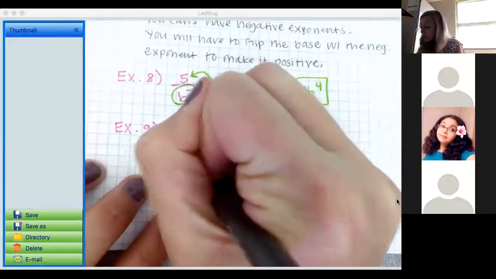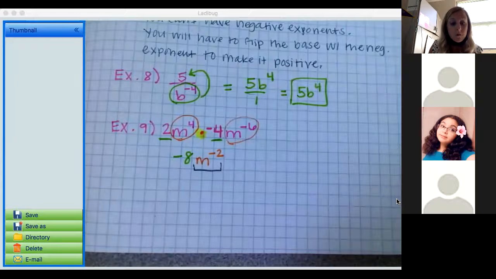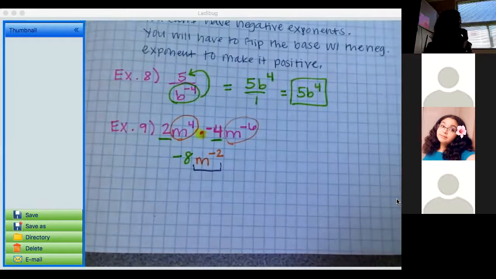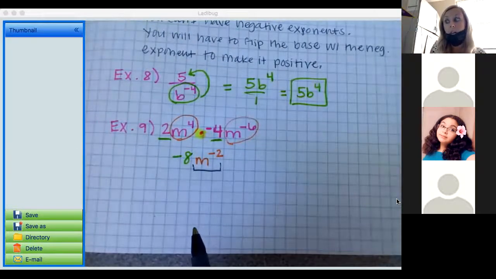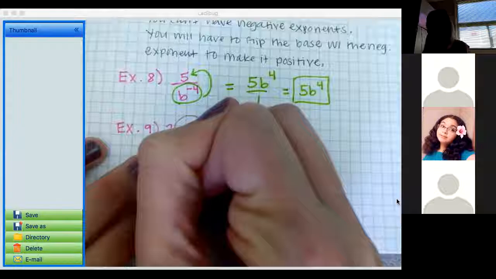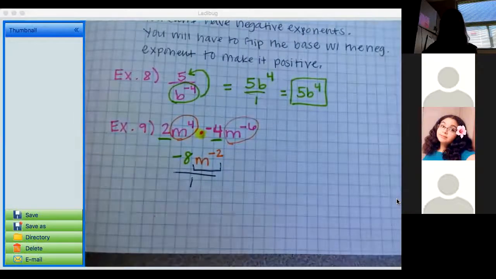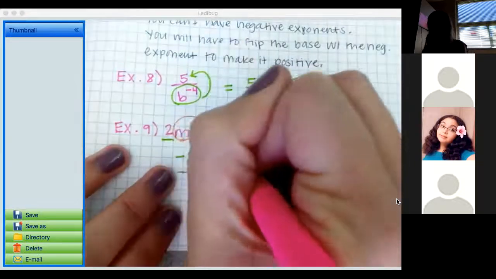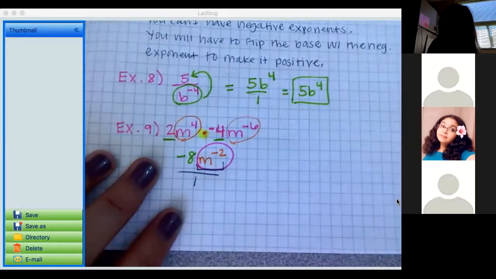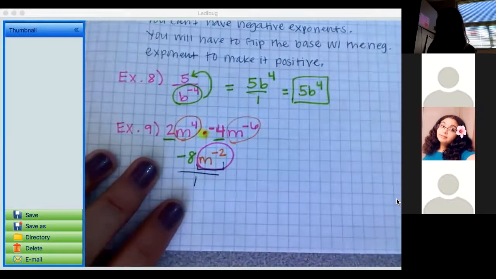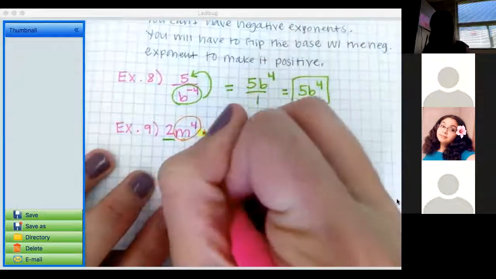So do y'all agree this is the part that I have to move? Okay, what is it over right now? 1. What is this term over right now? Understood 1. Good. Think back to when we did slope. It's over an understood 1. I got to move the exponent and its base. That's negative. The 8 does not move. That's not an exponent or a base. That's a coefficient. We're going to move it down here.